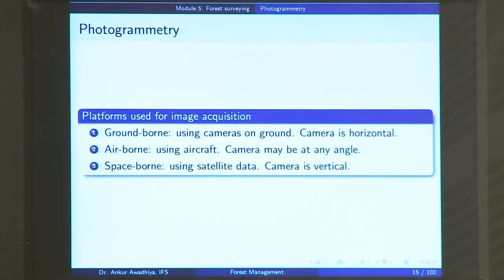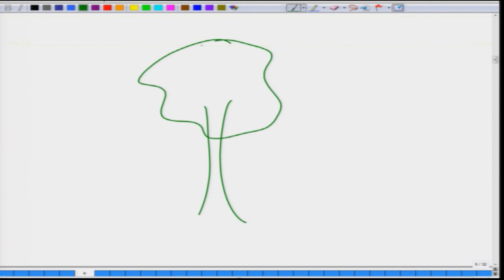Now there are 3 platforms that are used in the case of photogrammetry. So you can make use of a ground borne platform. Essentially, what this is saying is that you are standing on the ground and you have a camera in your hand and you are taking different pictures. So you are based on the ground. In this case, the camera is horizontal. So you have a tree here, and what you are doing is taking a camera and taking pictures. So your camera might be like this, or it might be like this, when you are looking at the canopy, but in all the cases it is based on the ground.